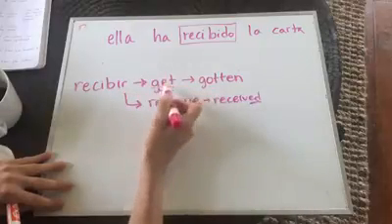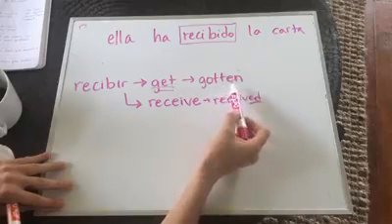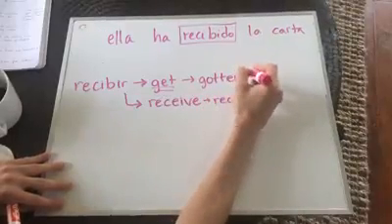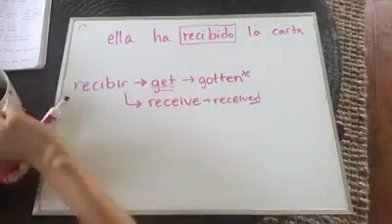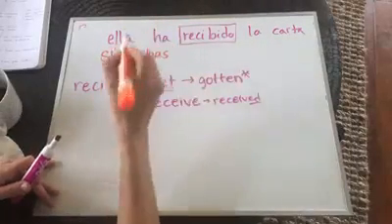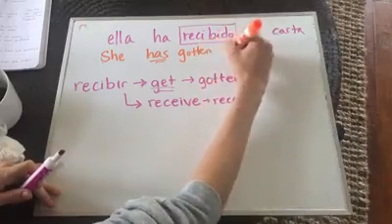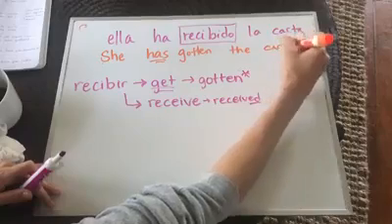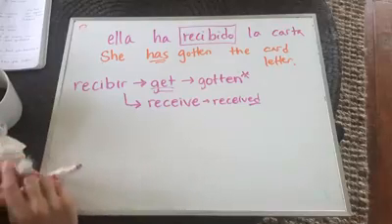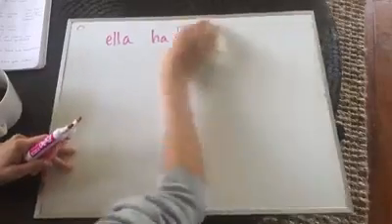Si usted va a usar get, entonces the past participle is gotten. If you use receive, it becomes received. So this one is irregular. We will say she has, recuerdas porque she has gotten the card or the letter. Okay. The last one is another irregular.